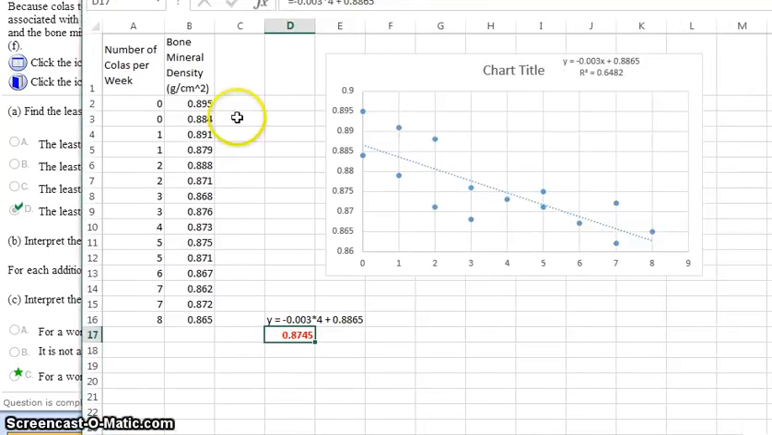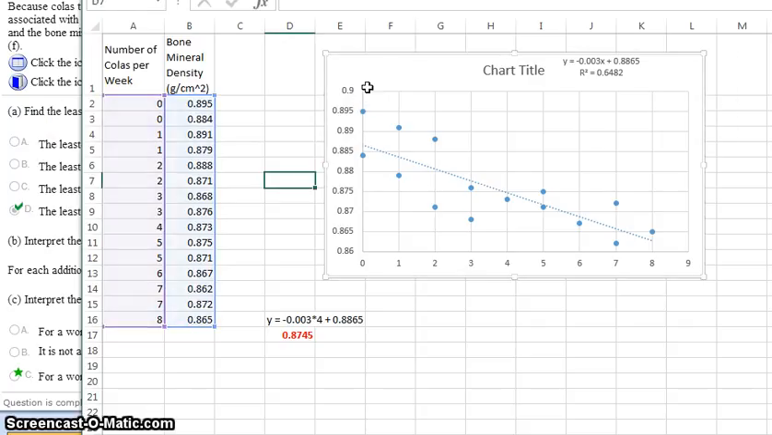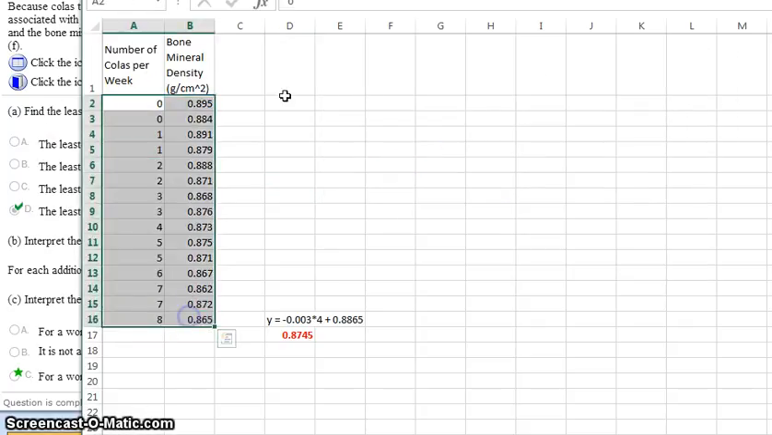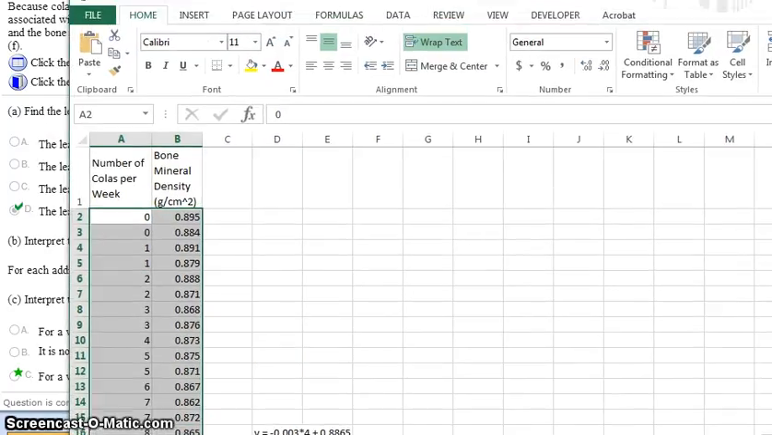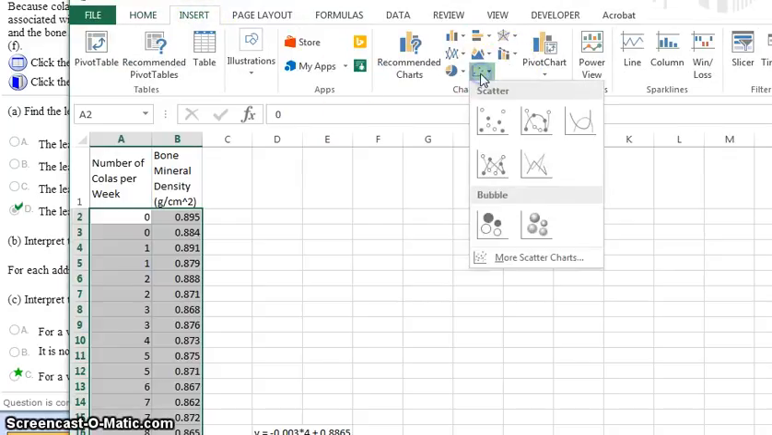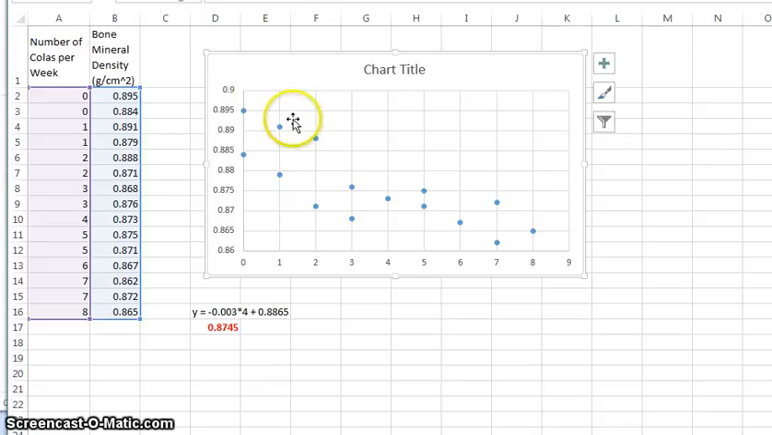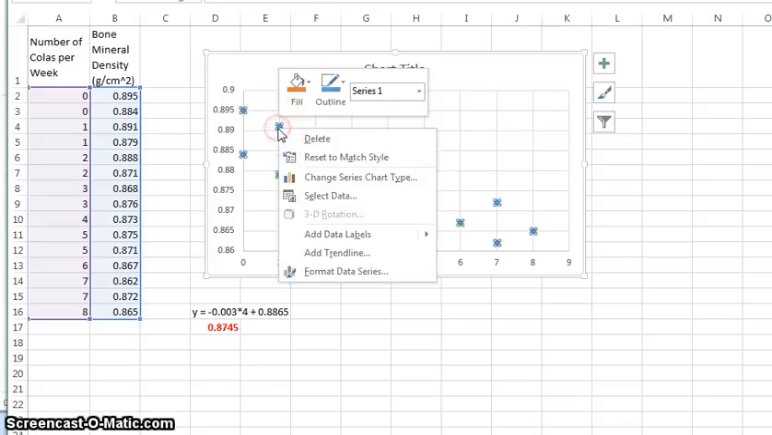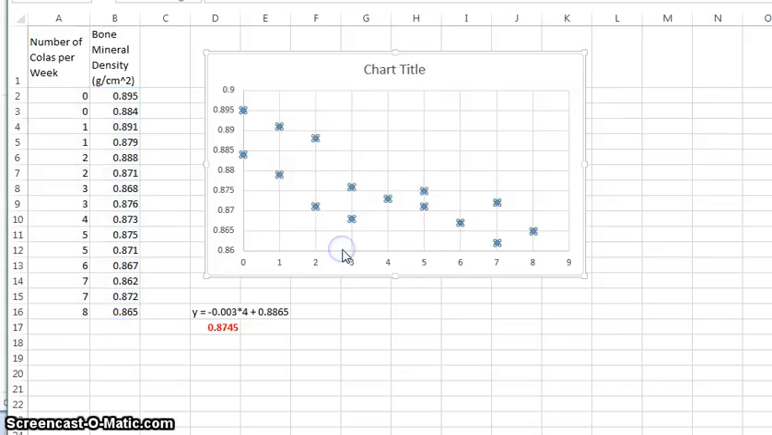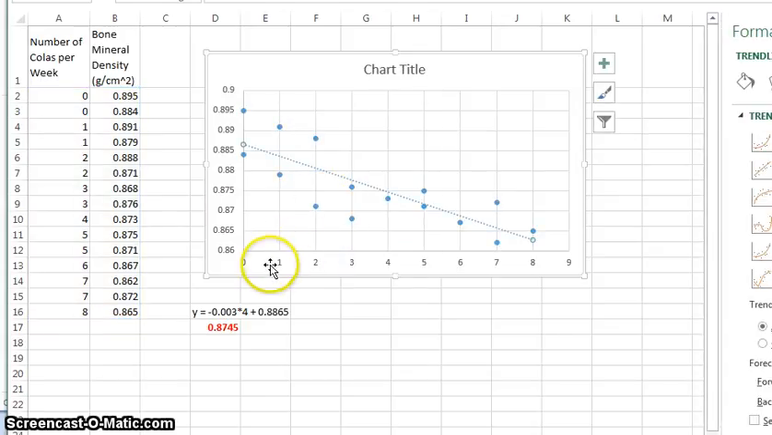And then in Excel I'll show you the steps to how I got all this. So you take the data and then I inserted a scatter plot, and then you just click on a point, and when you right click you can add the trend line. That's what we're looking for here, to find the trend between how the number of soda cans consumed relates to the bone density.